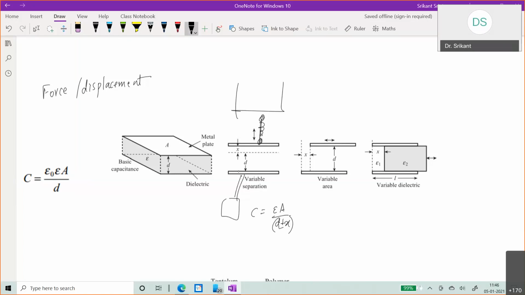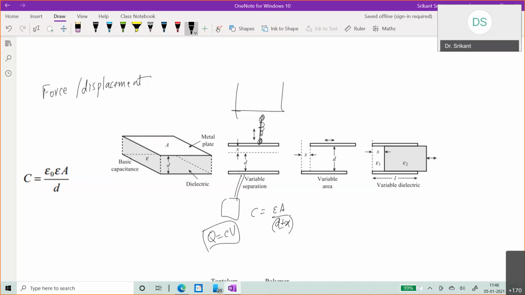As the capacitance changes, you know that Q is CV, Q is C times your voltage. Therefore, if it's charged to a certain voltage, then the Q will change. That means there will be some current flow in the system. Or if Q is fixed, then the overall voltage across the capacitor plates will change. So these are all things that you can measure.